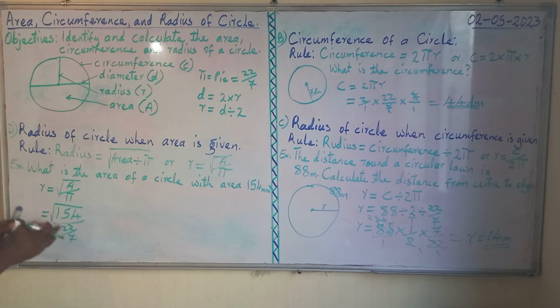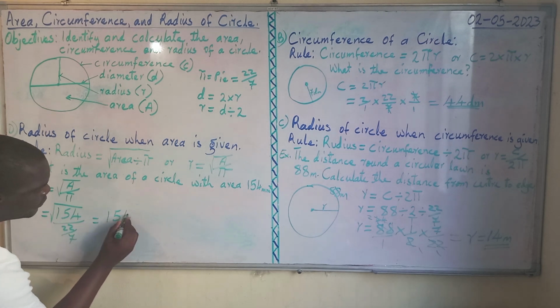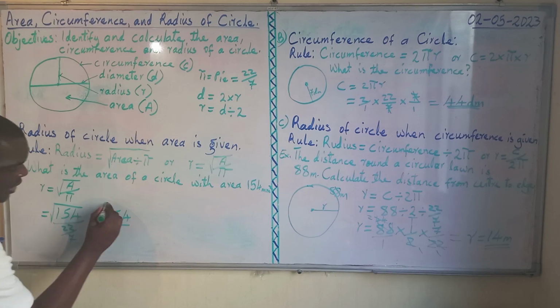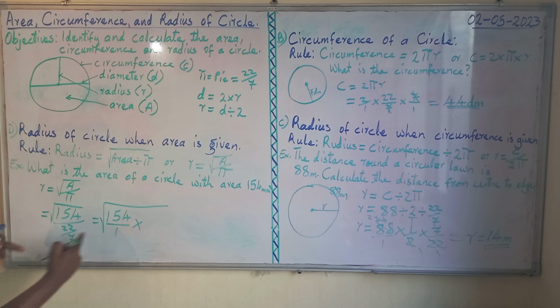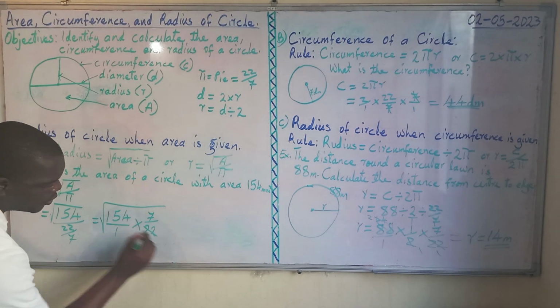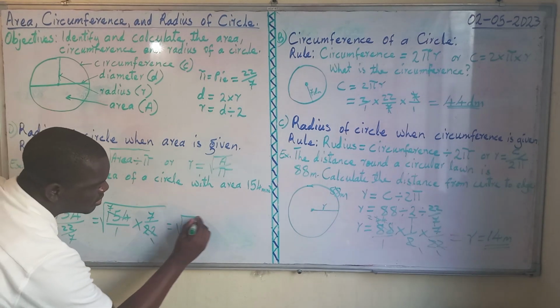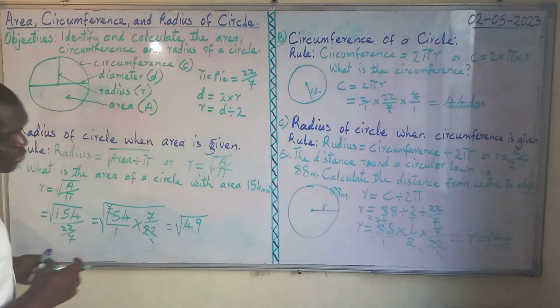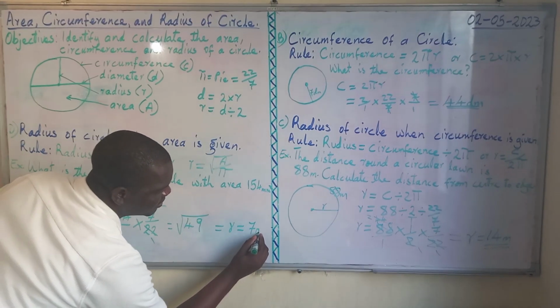Pi is 22/7. Here again, we are dividing by a fraction. So automatically we should know what to do. That is 154. We can express that as a fraction so that we don't get confused. And we change the sign. This line means division. When we change it to multiplication, we invert the fraction that follows. This will be 7/22. At this level, we simplify. 22 can divide itself 1 time, and 22 can go into 154 7 times. 7 times 7 will give us 49. And the square root of 49 in this case is the radius, which is equal to 7 millimeters.